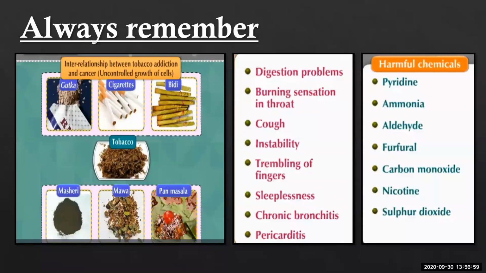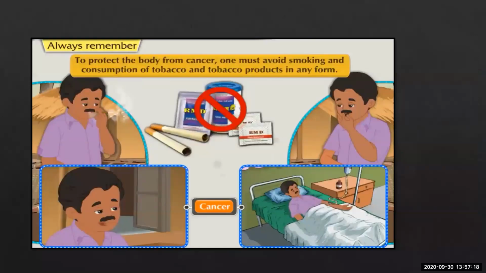Tobacco contains harmful chemicals, known as nicotine. Also, it has ammonia, aldehyde, furfural, carbon monoxide, nicotine, and sulfur dioxide. These are the harmful chemicals tobacco contains. The harmful effects of smoking are due to the nicotine present in tobacco, which affects the central and peripheral nervous system. Arteries become hard, causing arteriosclerosis and hypertension. They cause uncontrolled cell division.